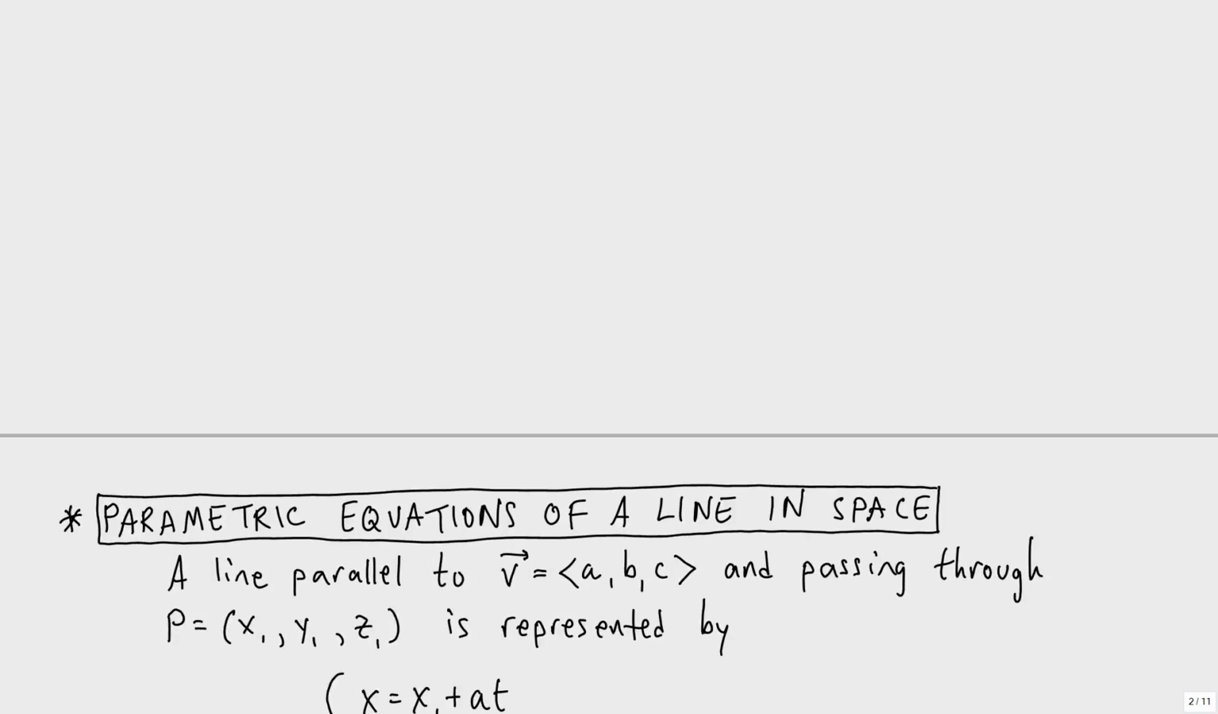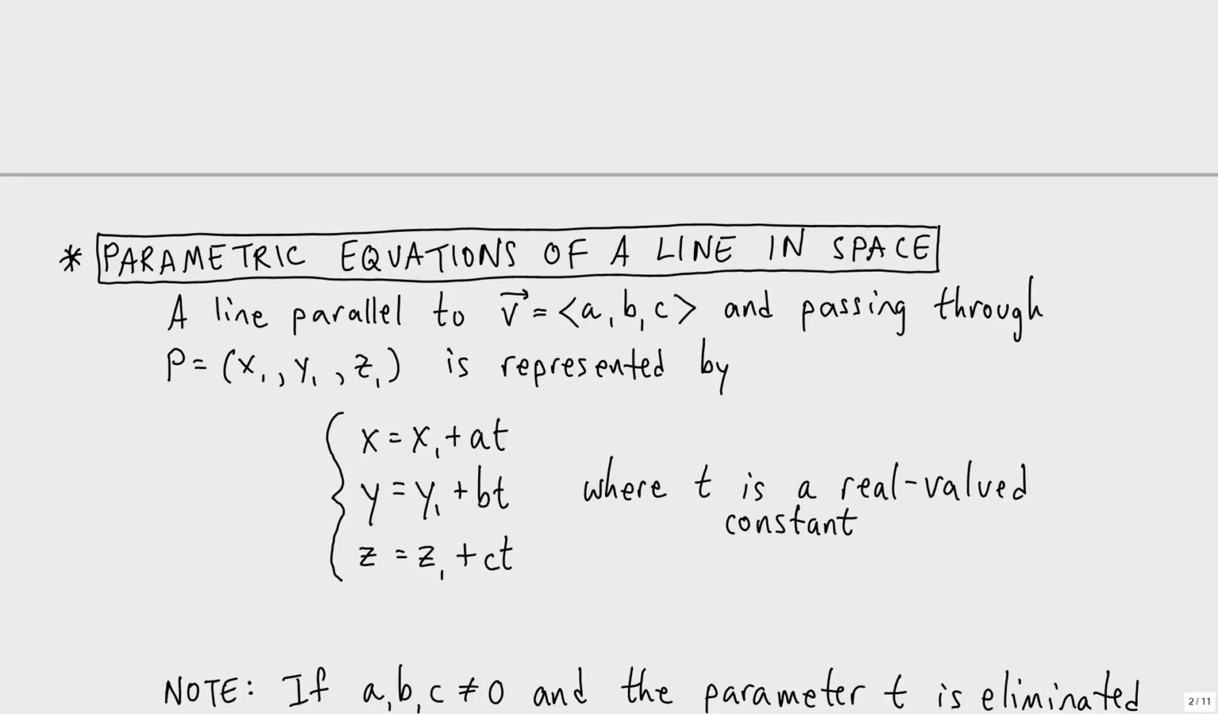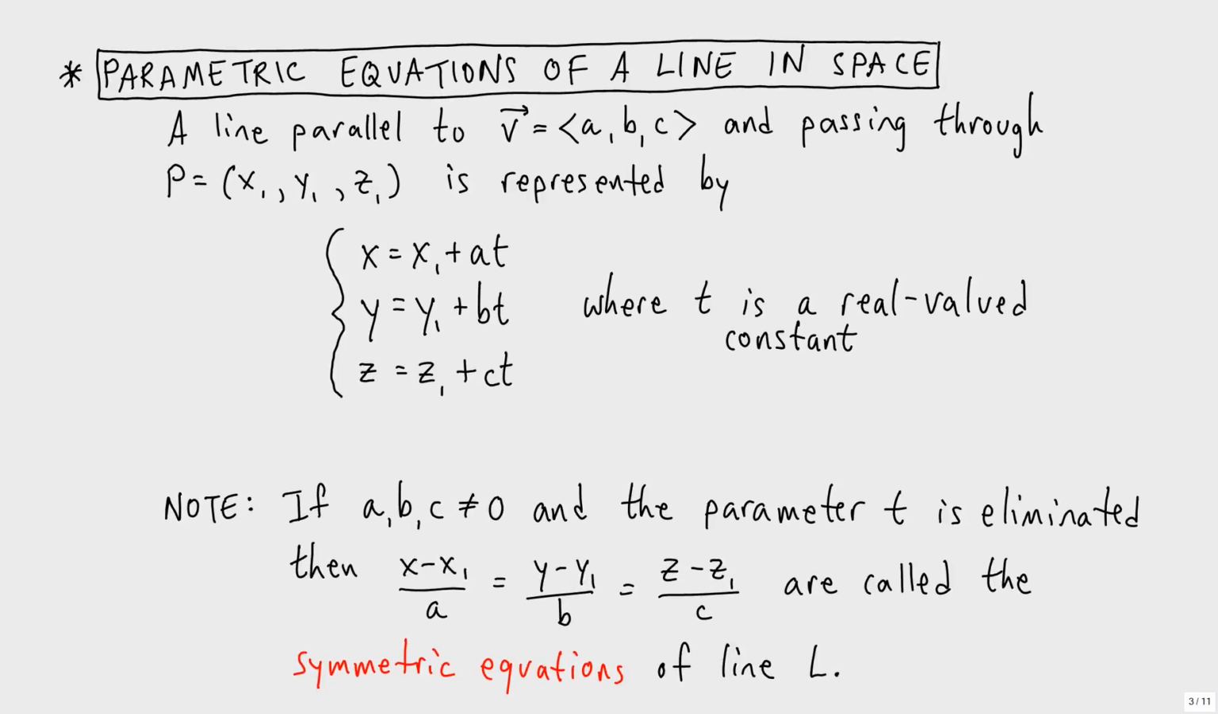So let's see this in action. I guess we can formally define it first, and then we'll take a look at one. Our formal definition here: parametric equations of a line in space. Say you've got a line, it's parallel to this direction vector a, b, c, and passes through a particular point P, which is given by x1, y1, z1. The x-coordinate of any point on that line will be given by this expression, x1 plus at. Any y-coordinate will be y1 plus b times t, and any z-coordinate will be z1 plus c times t, where t is just some real valued constant. It's our parameter or scalar.